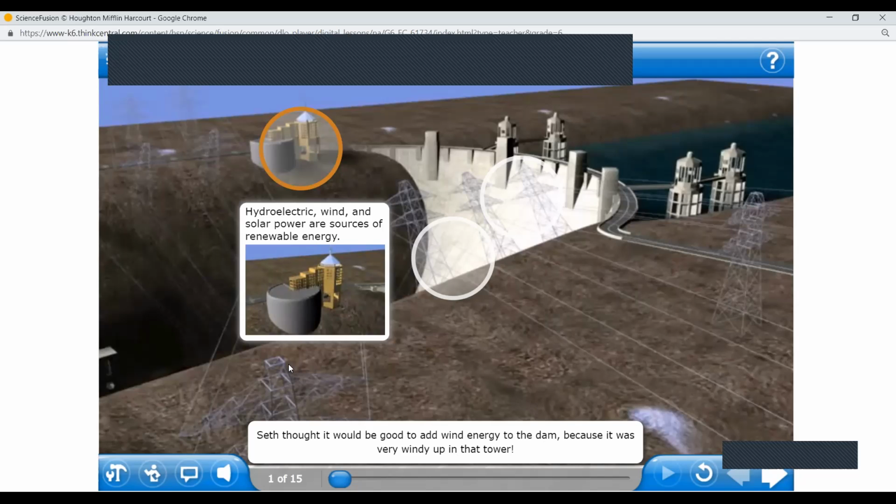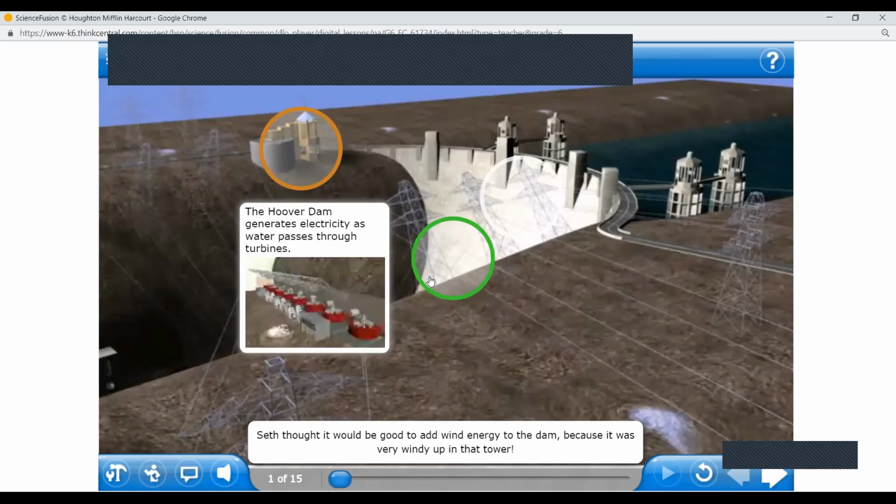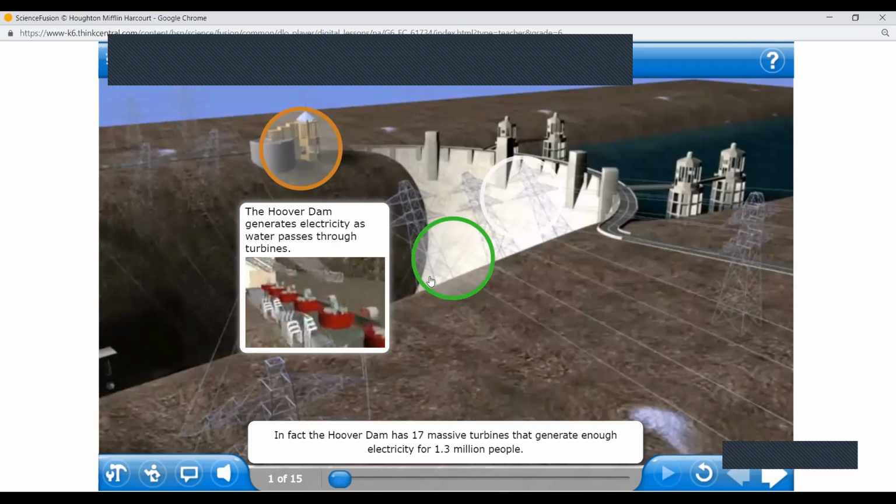He explained that other than water, that is hydroelectric, even solar energy is there, and other kinds of energies, wind energy. When they went down to see the electricity turbines, his dad explained that water passes through these turbines to generate electricity. In fact, the Hoover Dam has 17 massive turbines that generate enough electricity for 1.3 million people. See, imagine electricity for 1.3 million people. It's almost the whole city. The pressure of the water will actually move these turbines, girls, and it will generate electricity. You understand?